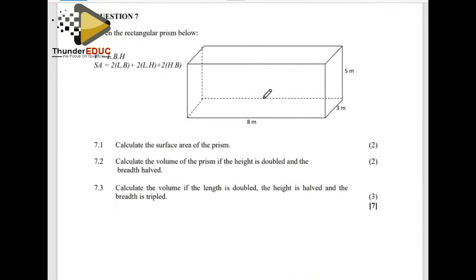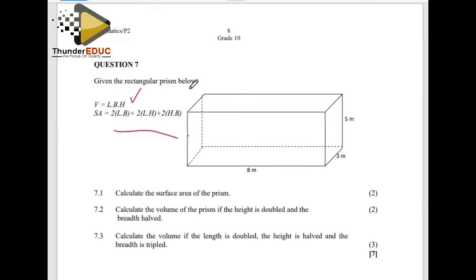All right, question 7, which is the measurements. They gave us the formulas for volume, length, breadth, and height. Surface area is given as that. Determine the surface area of this. Okay, so let's do the substitution into the formula. It's going to be 2 multiplied by the length 8 multiplied by the breadth 3, plus 2 multiplied by 8 multiplied by 5, plus 2 multiplied by 5 multiplied by 3.